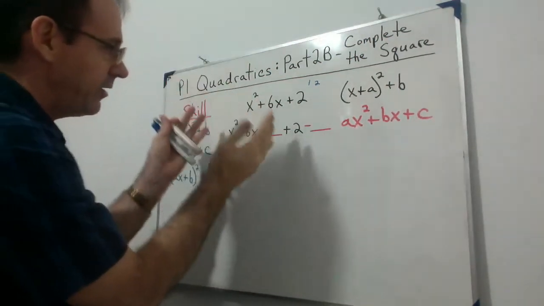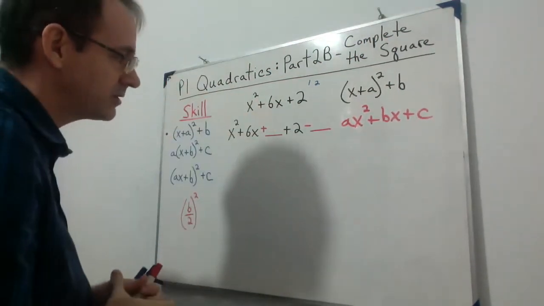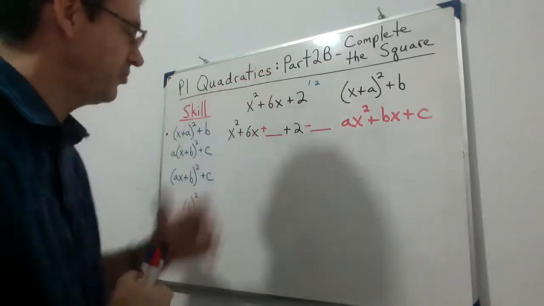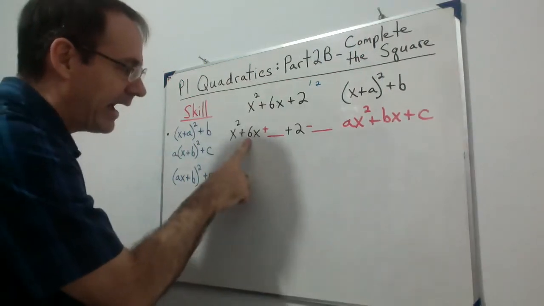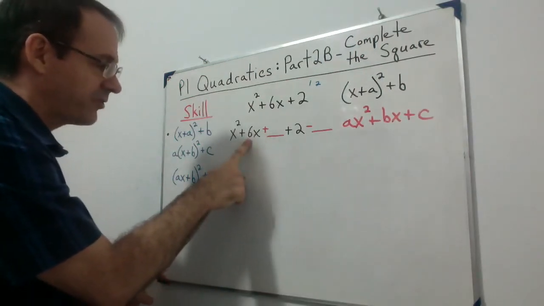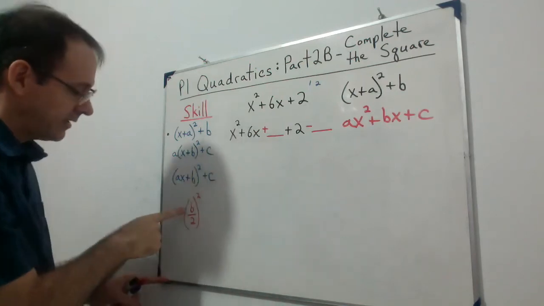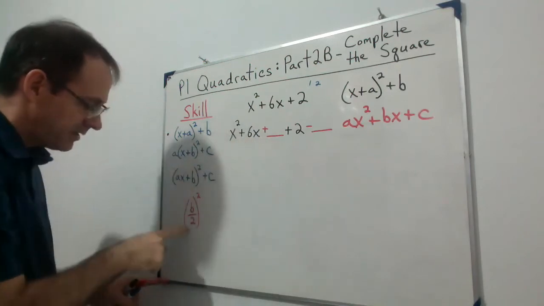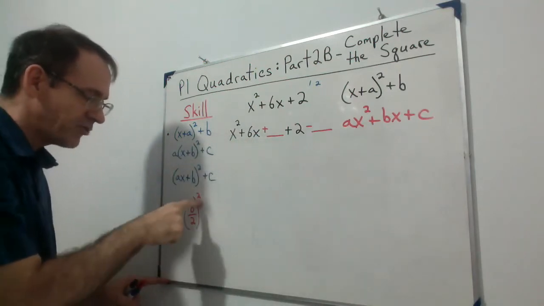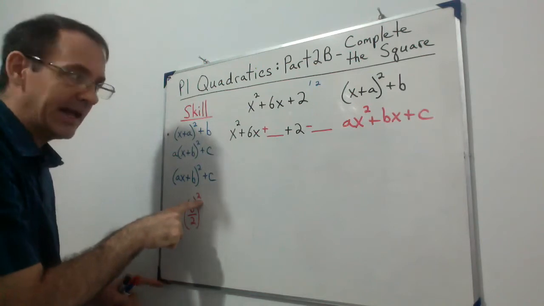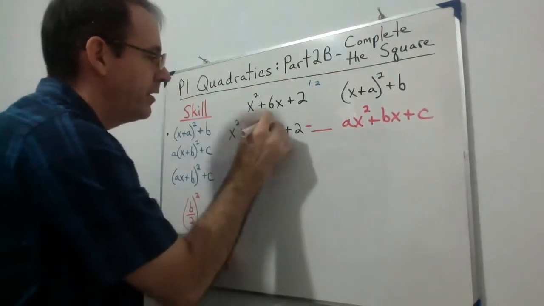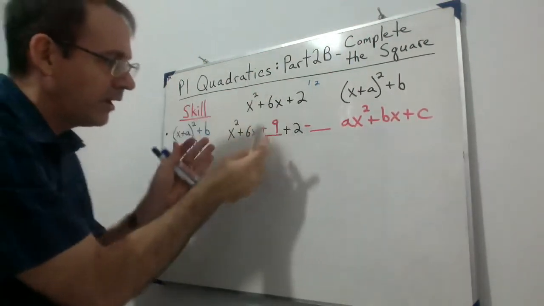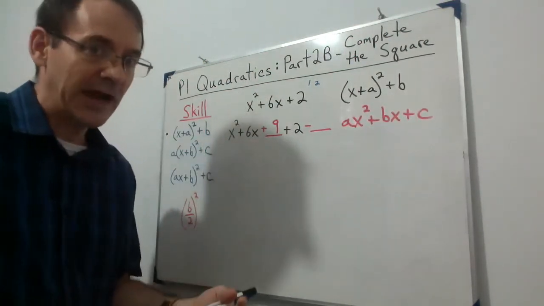Okay, so we're looking for the number that works. And if you remember from our visual representation that we did in part 2a, we need to take half of this number. So half of 6 is 3. This is our b term, the 6, divided by 2 is 3, squared is 9. So our magic number is 9. This is the number that will allow this part of our expression to factor.